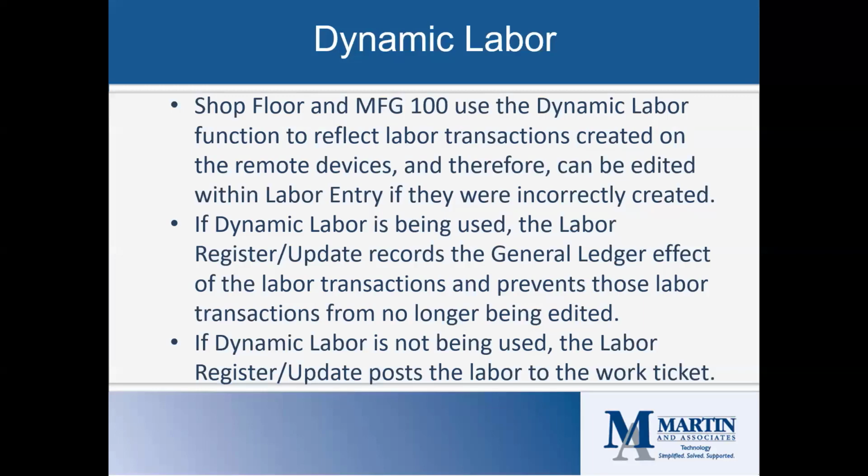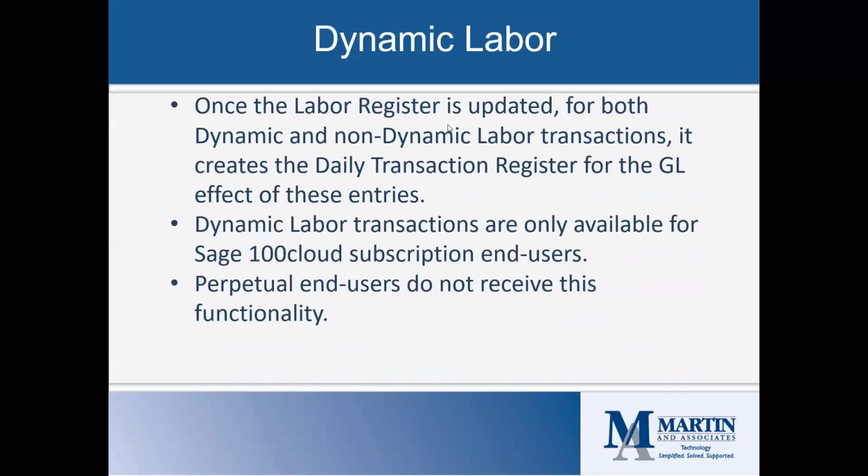If dynamic labor is used, the labor register update will have it go out to general ledger, and that's when the GL effect happens. If dynamic labor is not being used, the labor register update posts the labor to the work ticket. Once the labor register is updated for both dynamic and non-dynamic labor transactions, it will create the daily transaction register, just like when you update your general ledger now.